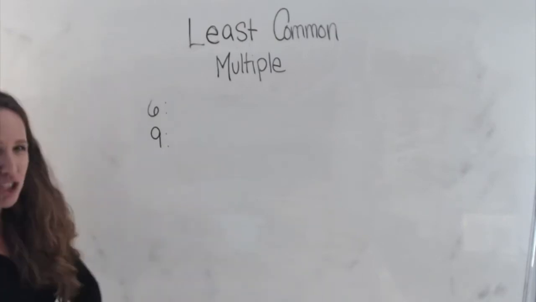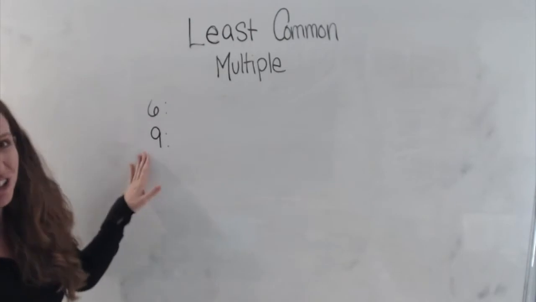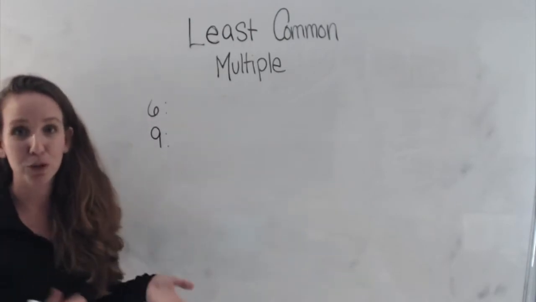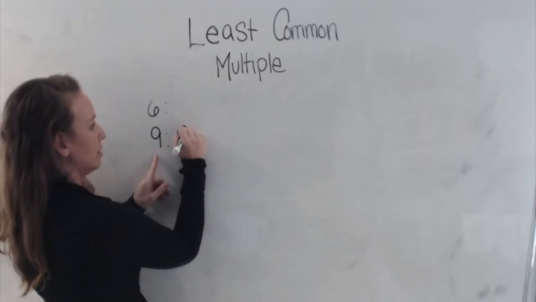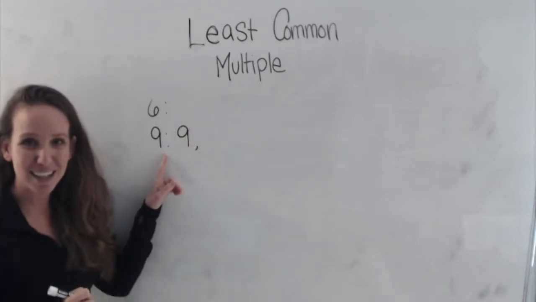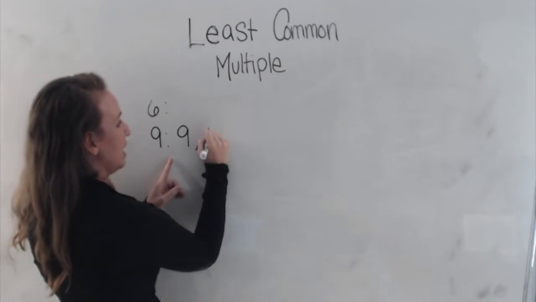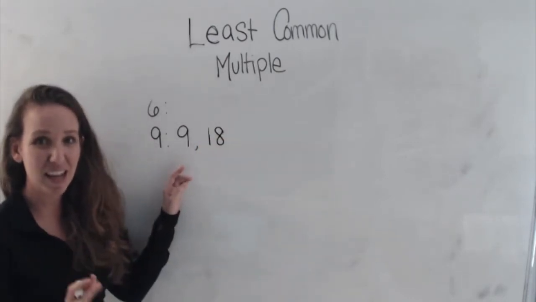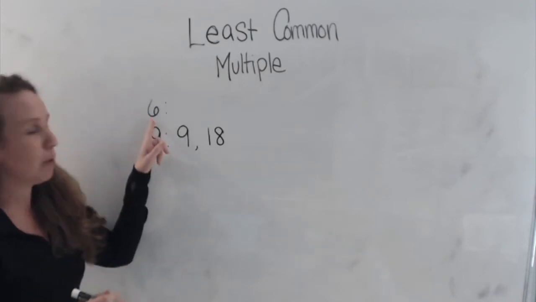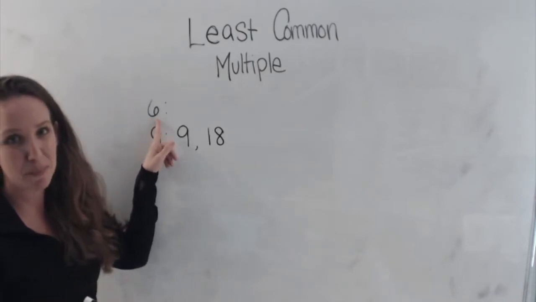So the trick to doing this is you take the larger number and you start going through your multiples. Ready? What's 9 times 1? 9. What's 9 times 2? 18. And you can keep going, but you're going to stop when you get to a number that we can make 6 times something else.